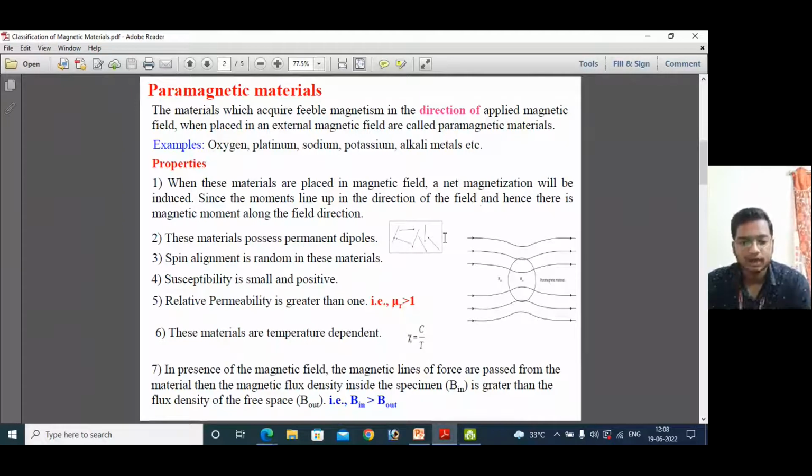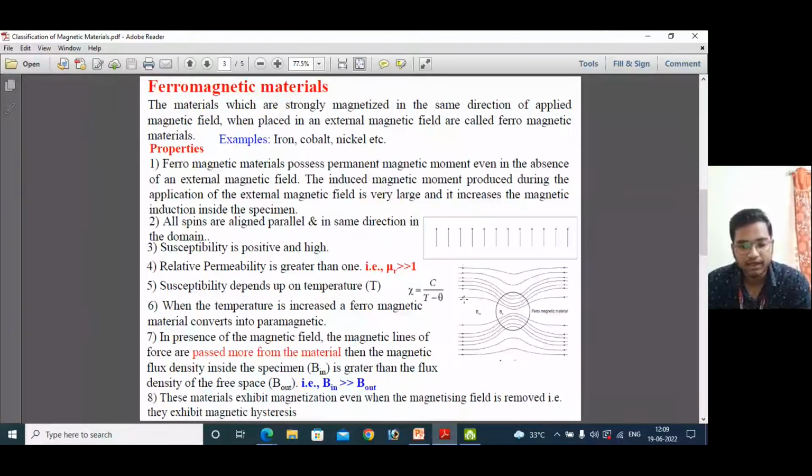The materials which become strongly magnetized in the same direction as the applied magnetic field when placed in an external magnetic field are called ferromagnetic materials. Examples of ferromagnetic materials are iron, cobalt, and nickel, etc. Properties: Ferromagnetic materials possess permanent magnetic moment even in the absence of an external magnetic field. The induced magnetic moment produced during the application of the external magnetic field is very large and it increases the magnetic induction inside the specimen.